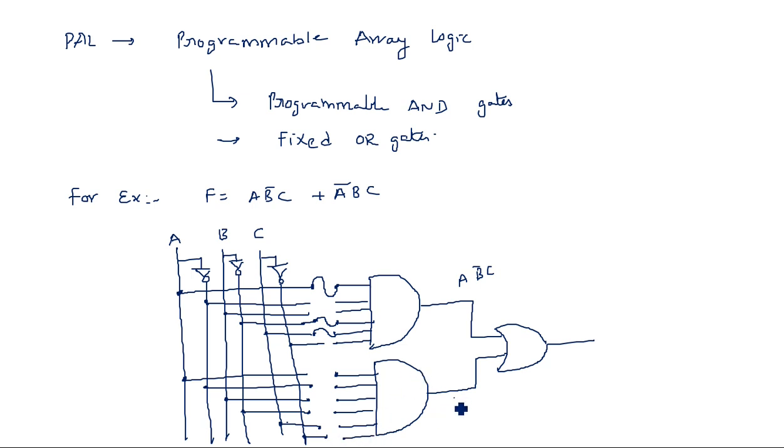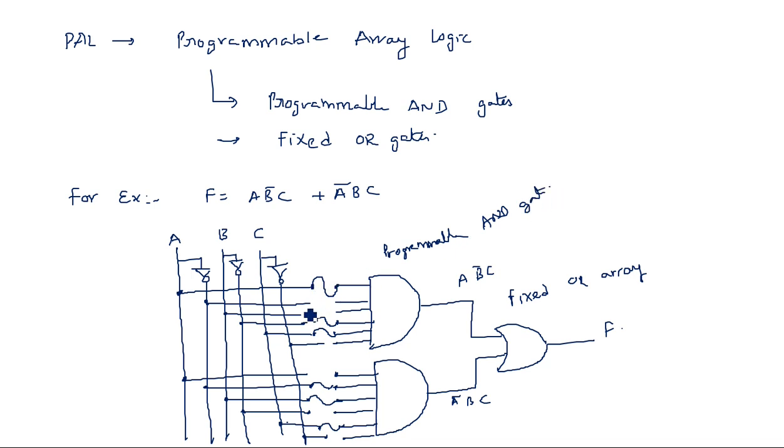Now what is our second expression? A bar B C. A bar means this one, then B C. So these two are connected to the OR gate and produce the output F. So here it is a fixed OR gate, or we can say a fixed OR array, and it is a programmable AND array.